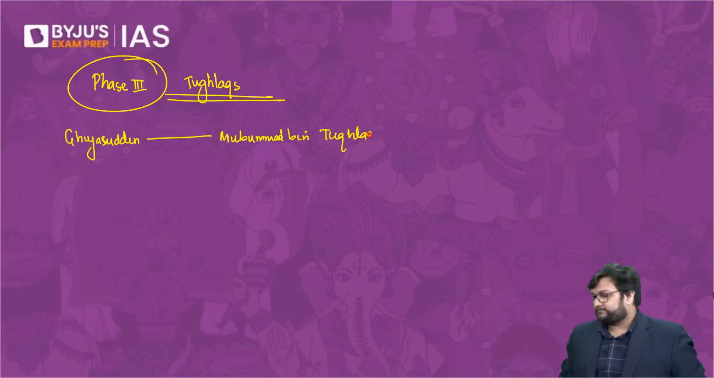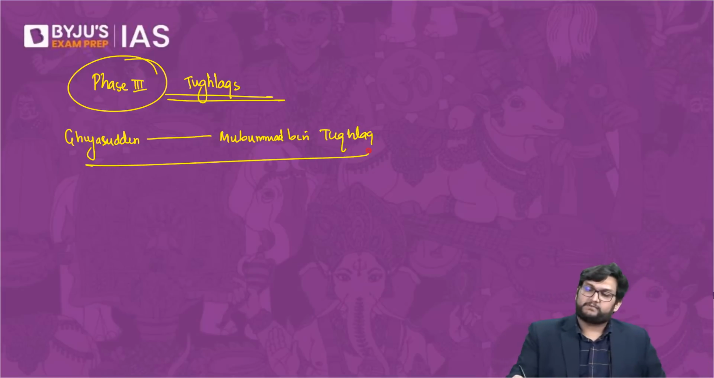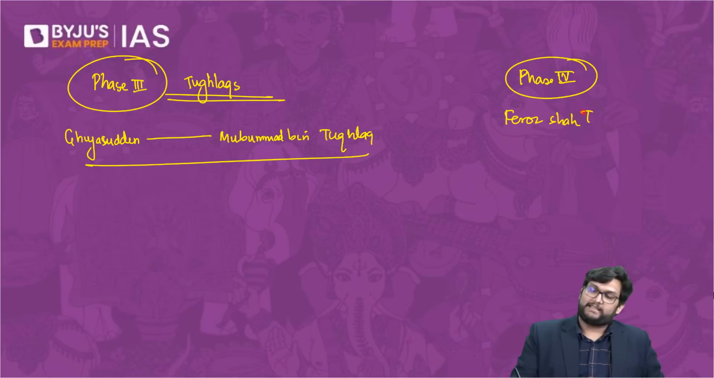And when we talk about the Tughlaqs, between Ghiyasuddin and Muhammad bin Tughlaq, it is phase 3, and phase 4 is Firoz Shah Tughlaq, and is considered a declining phase.